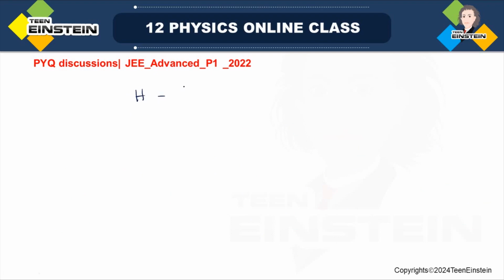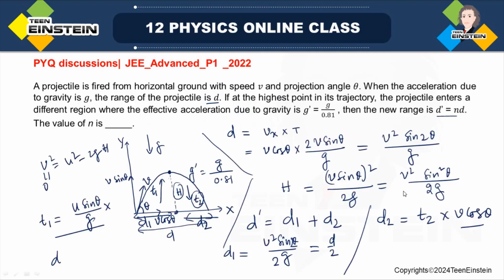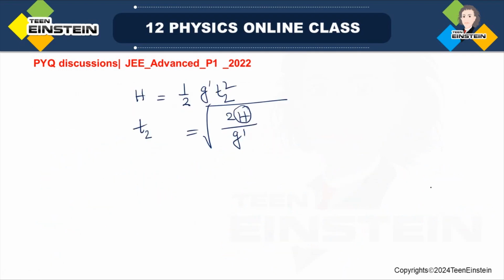from here. So we know h is equal to half g prime t square, right? So initial velocity at the highest point will be 0. Okay, so that's why this expression. So this is suppose t2. So t2 will be square root of 2h by g prime. And this h I have already found out. So that is v square sine square theta by 2g. This I'll put it here.